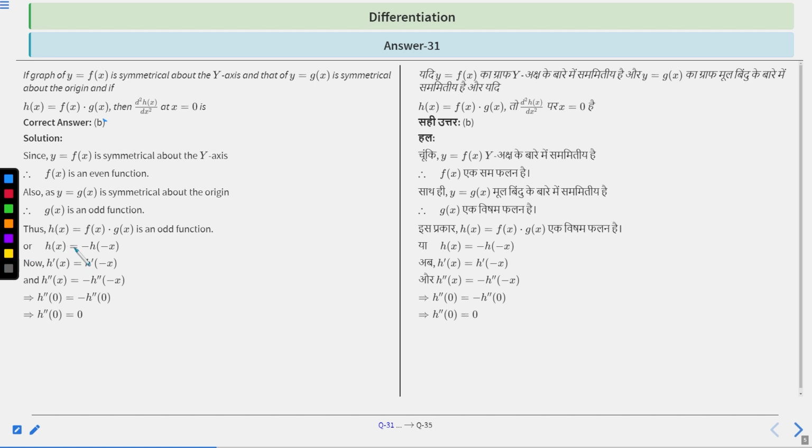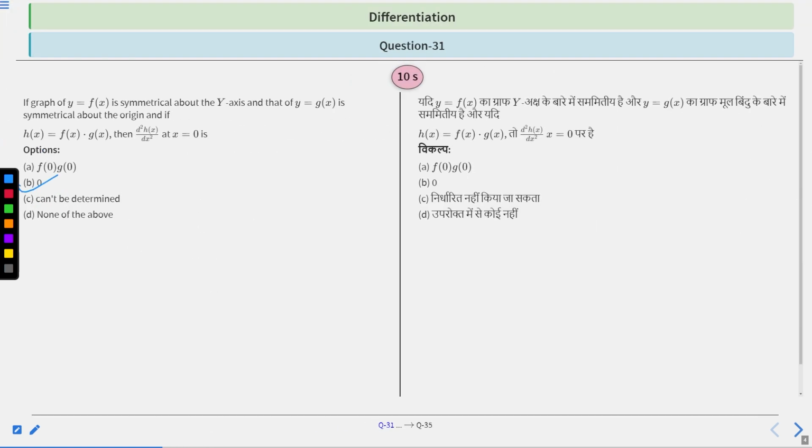Or h(x) can be written as h(x) is equal to minus of h(minus x), right? Because h(x) is an odd function. Clear? Now let's differentiate throughout. So h'(x) will be h'(minus x), right? And h''(x) will be minus of h''(minus x). Clear? So h''(0) is equal to minus of h''(0). This implies h''(0) is equal to 0. Clear? So h''(0) is coming out to be 0, right? So option B is the right choice, 0. Clear? So the double derivative of h(x) at x equal to 0 is basically 0.